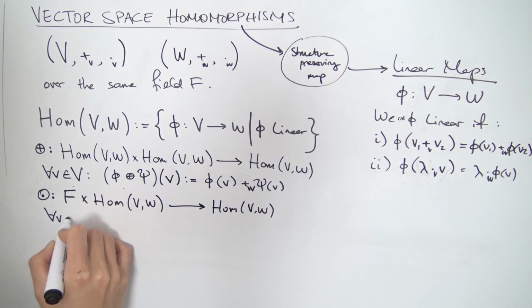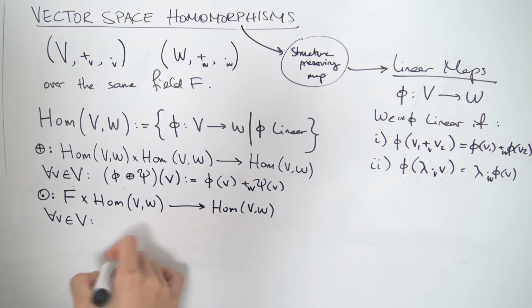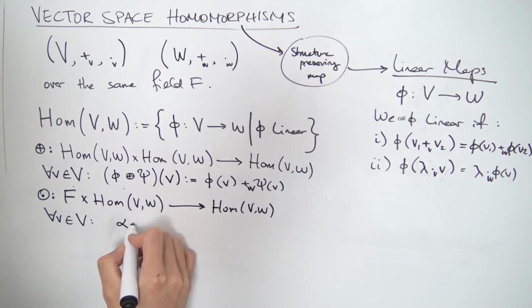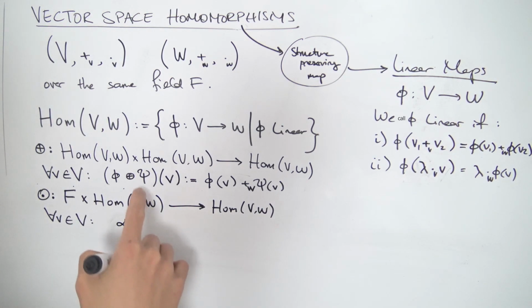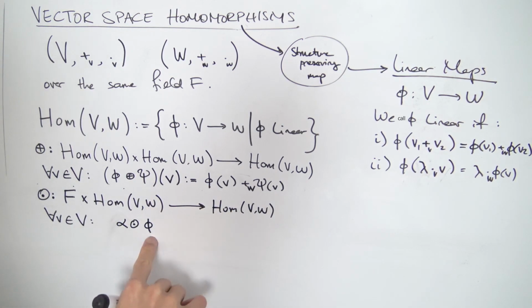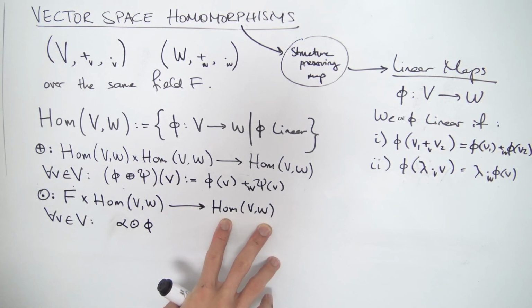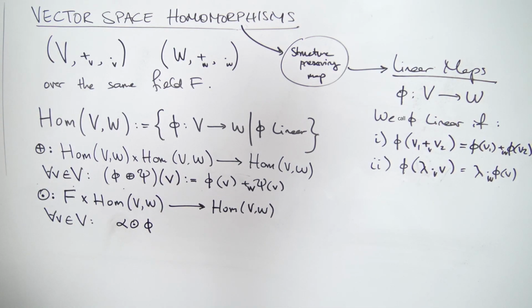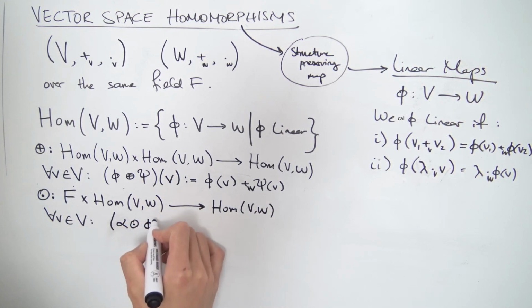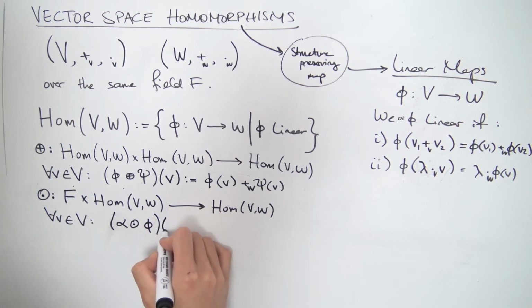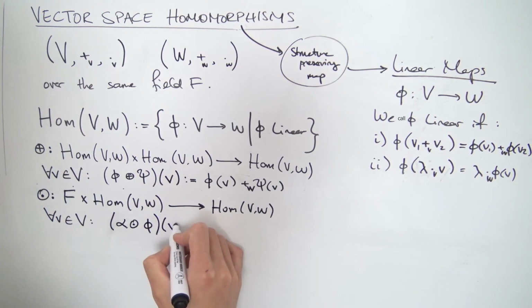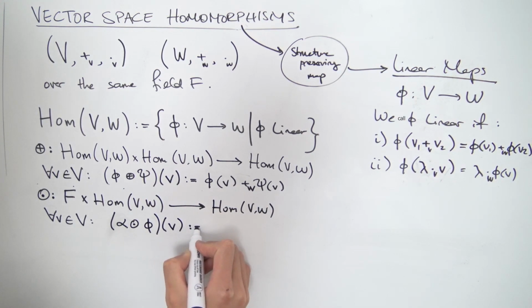So for all v in your vector space, what do we want? We're going to consider a scalar, let's call it alpha, and take the scalar multiplication with some phi, let's say. So phi is a linear map in Hom(V, W), and alpha is just some scalar in the field F. Now this is supposed to be a new map in Hom(V, W). Let's first define it as a map from V to W, and we'll prove it's linear later on. It's going to eat an element in V, so that's why we have for all v in V. And how are we going to define this?